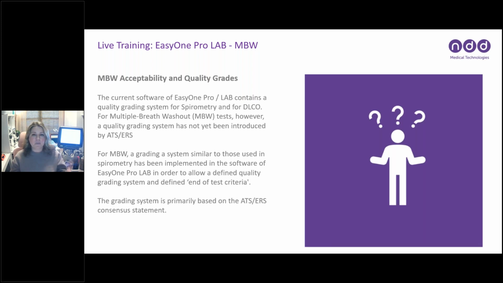This helps us with that session quality grading and also what our end of test criteria looks like. This is based on the ATS ERS lung volume consensus statement.